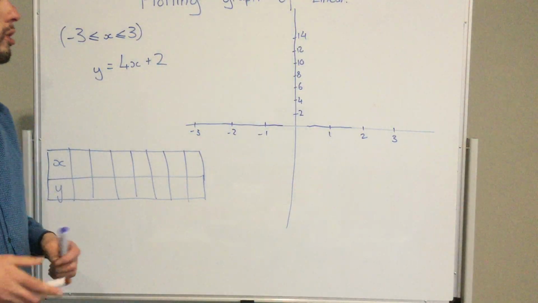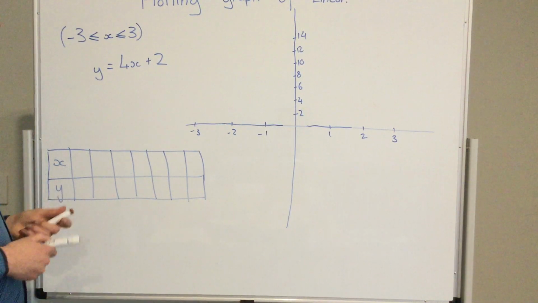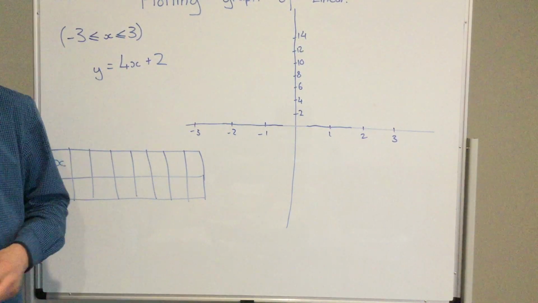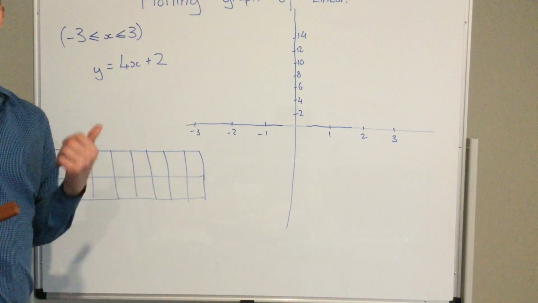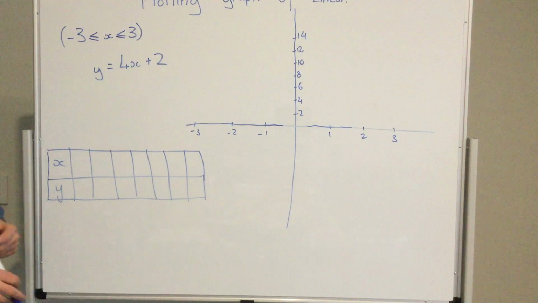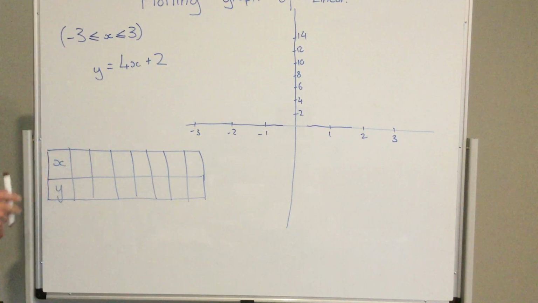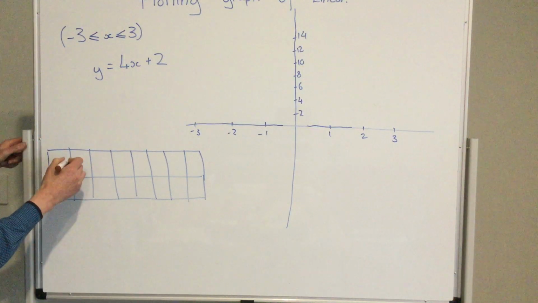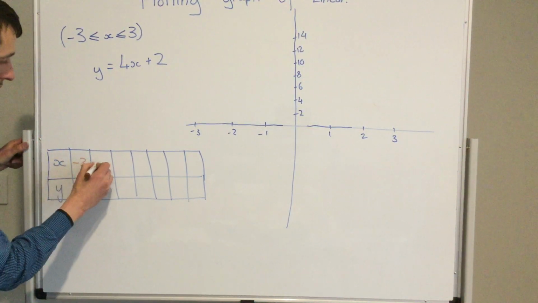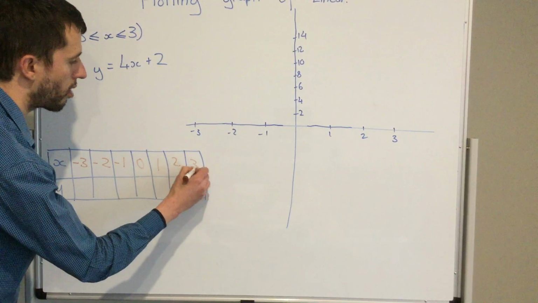We are looking at plotting graphs of linear equations. So to get us started, I've got a linear equation here, y equals 4x plus 2. Now, one method of graphing is we can put all of our values into a table. So we are wanting to draw the graph when x is between -3 and 3. So in my table, I'm just going to make different values between -3 and 3.